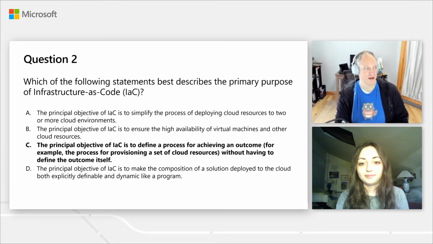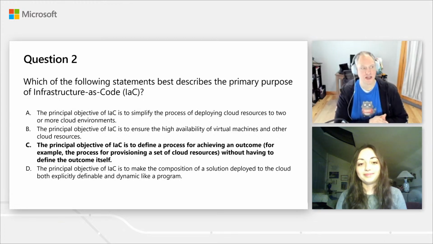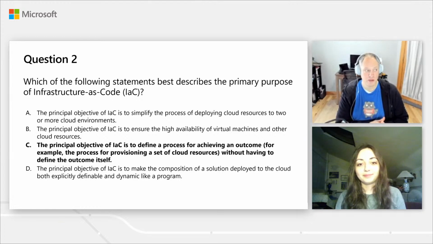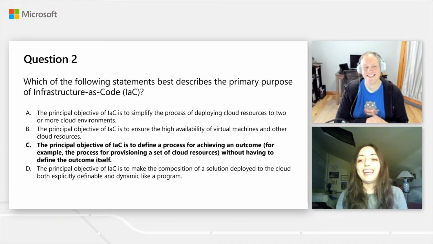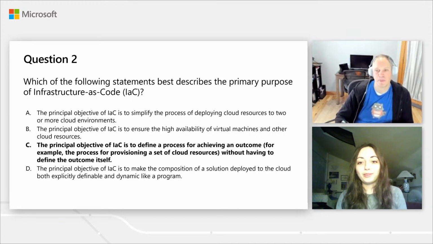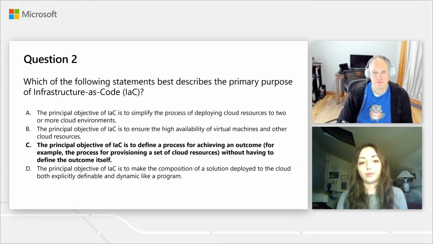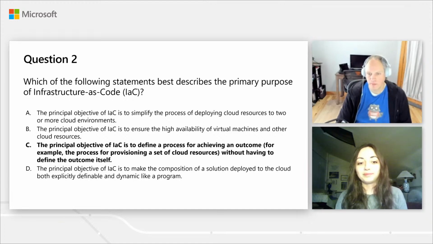All right, Foteini, how about the principal objective of infrastructure as code is to define a process for achieving an outcome, for example, the process of provisioning a set of cloud resources, without having to define the outcome itself? So that's a tricky one. With infrastructure as code, you define the outcome that you want, and the infrastructure as code tool creates a process for achieving that outcome. So this is false. Okay. Well, our audience is weighing in at fully in support of D.